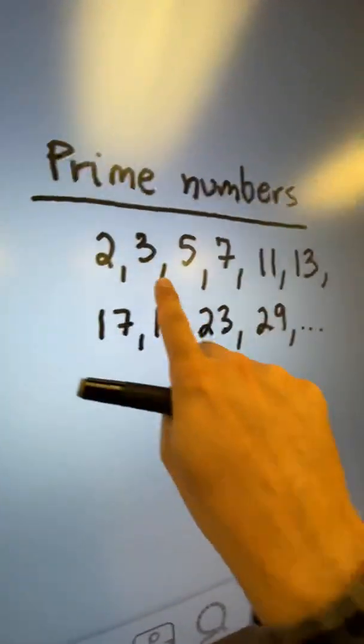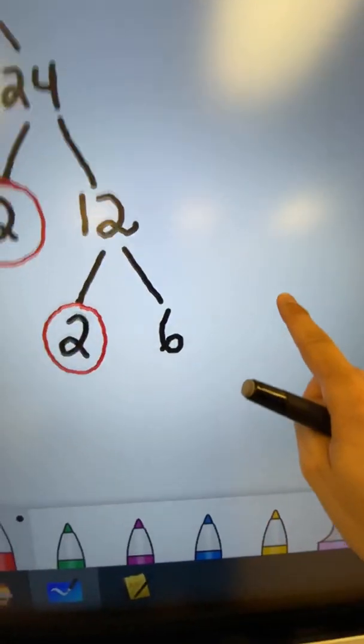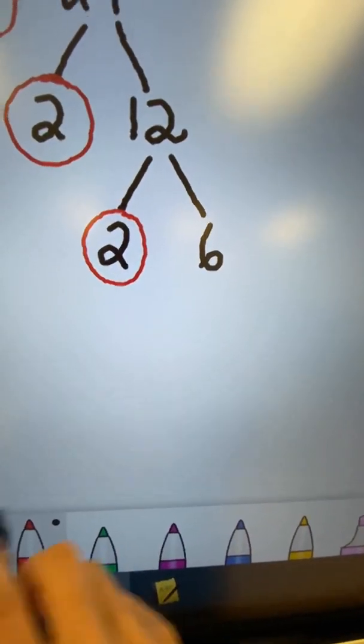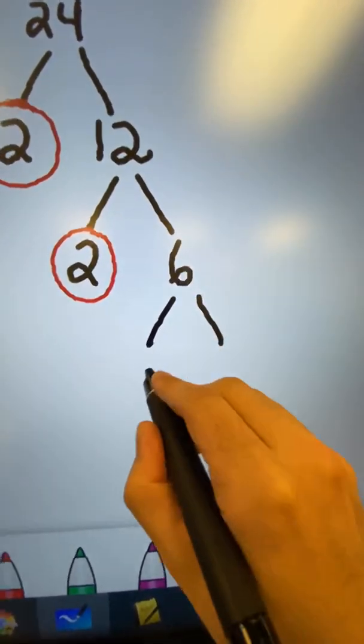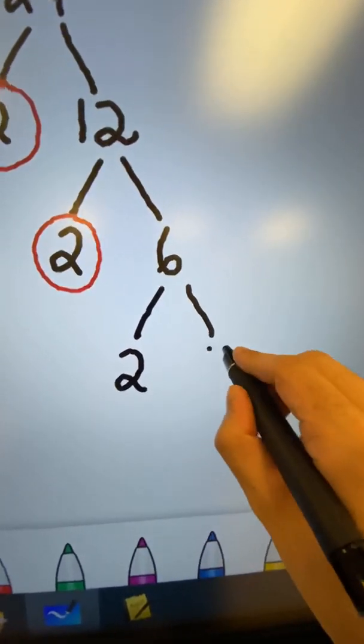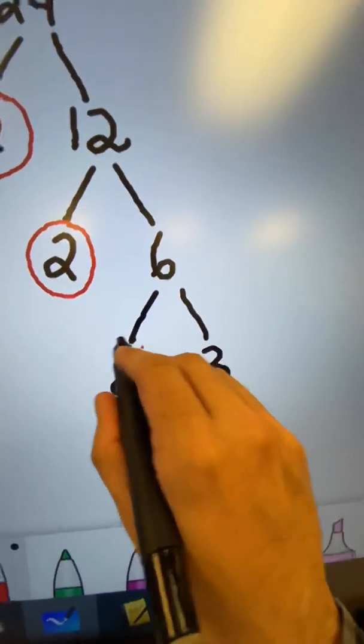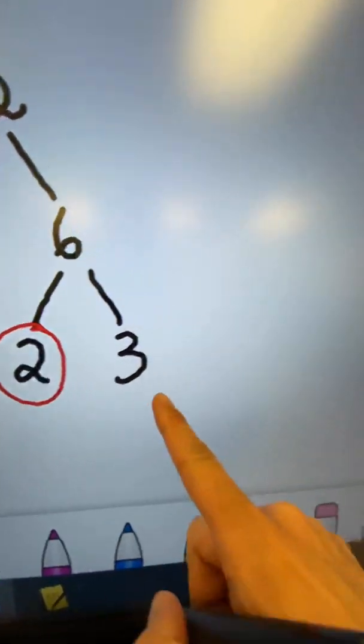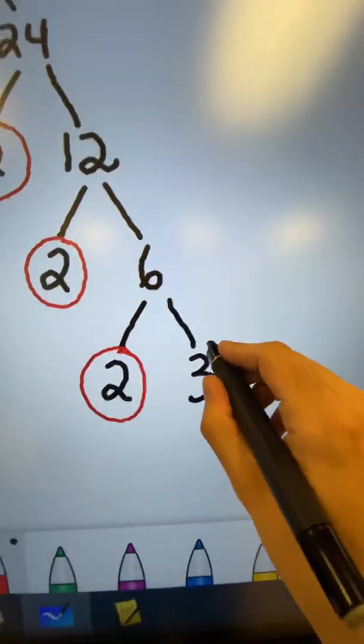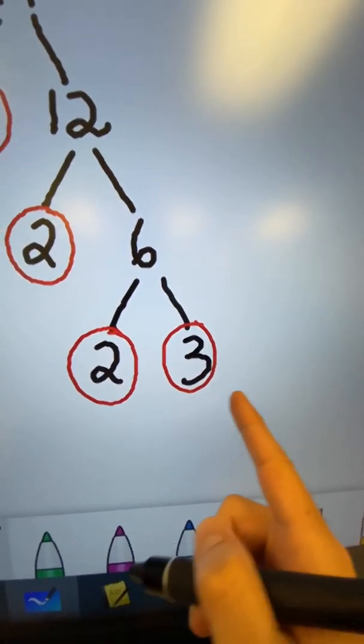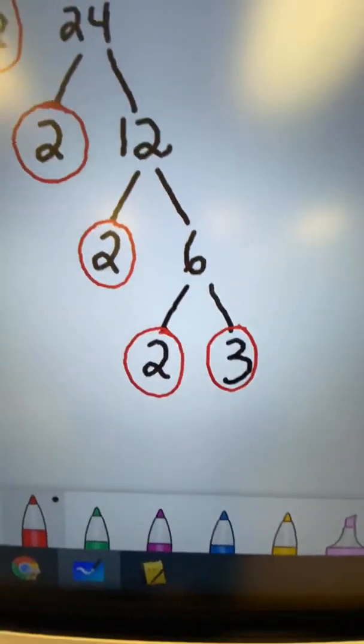6 is not prime, right? That's not in the list of prime numbers. So I'm going to split that up one more time. It's an even number, divided by 2. 2 times 3 is 6. And I know 2 is a prime number, and 3 is also a prime number, so I'm going to circle that. And since there are no factors left that are composite, I can just leave it like that.